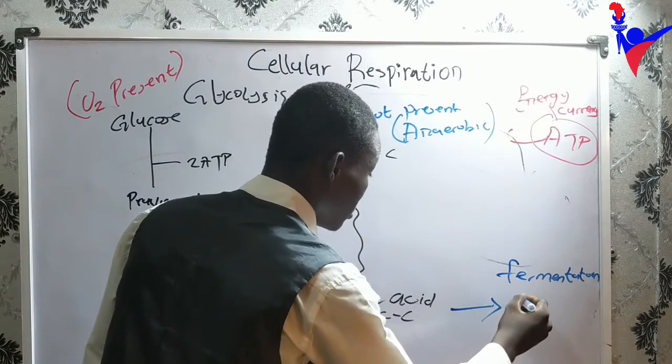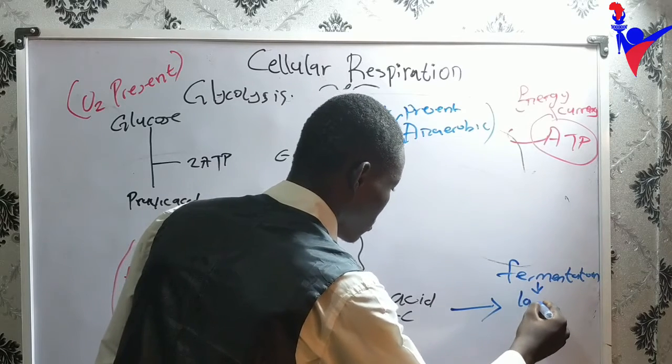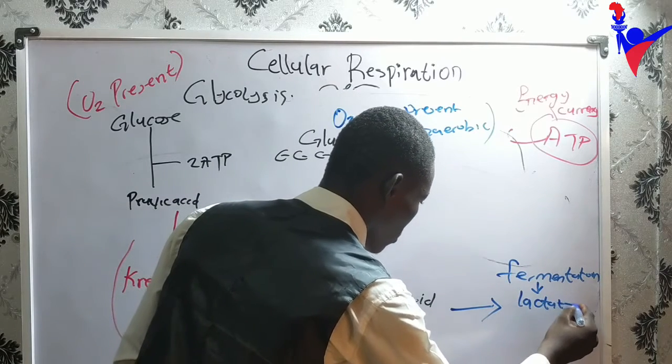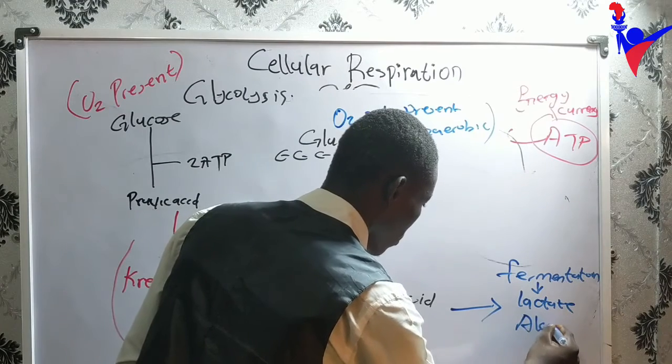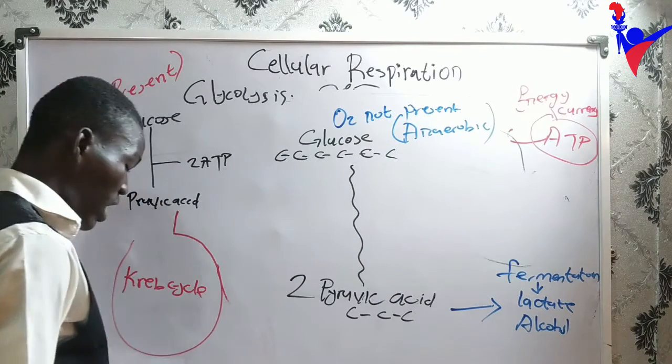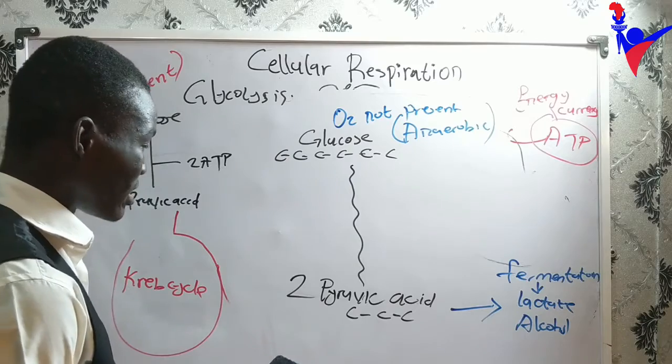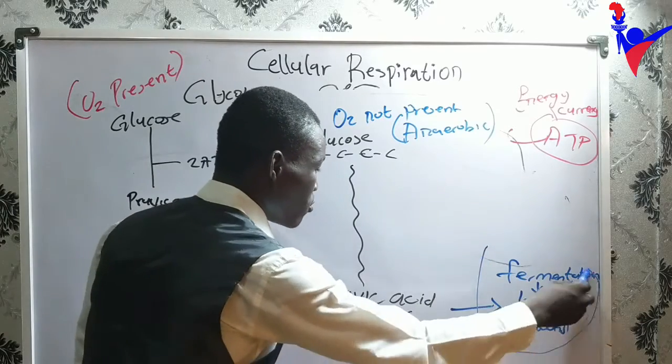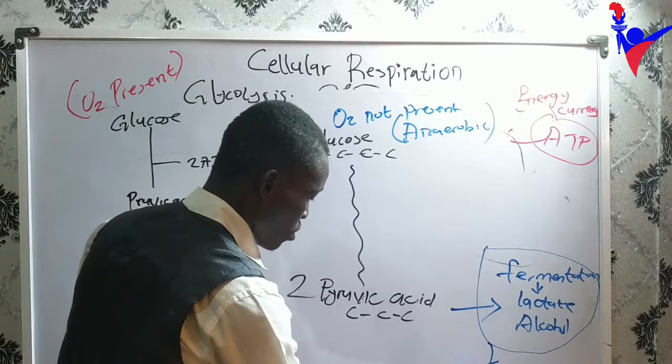Fermentation can either be lactate or alcohol. So we can have either of those two. But at this stage, there is no ATP produced. No ATP.